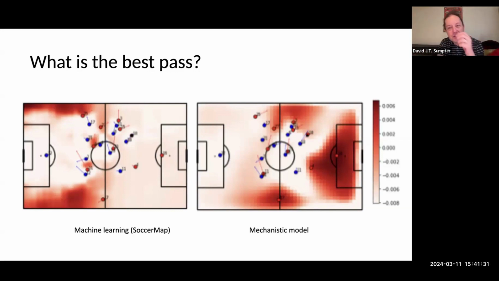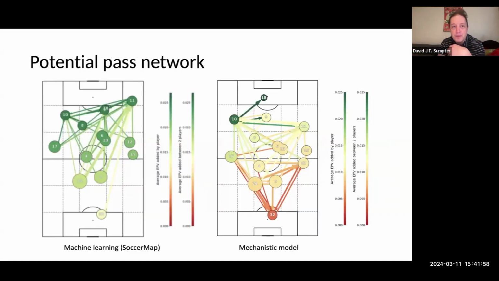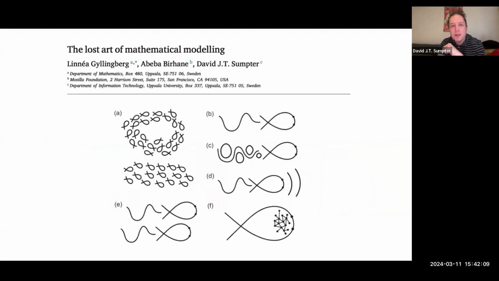In particular, what's unrealistic about the model on the left, the machine learning model, is it always suggests passing up to the top right-hand corner. That's where the red area is. If you look at the left plot, the top right-hand wing of the pitch or the bottom left-hand wing of the pitch is always suggesting a very long pass there, which is unrealistic. By building up on the mechanisms, we can capture a more realistic picture of football. We also see this in the potential pass network, which tends to be quite unrealistic for the machine learning model, but very realistic for the mechanistic model.